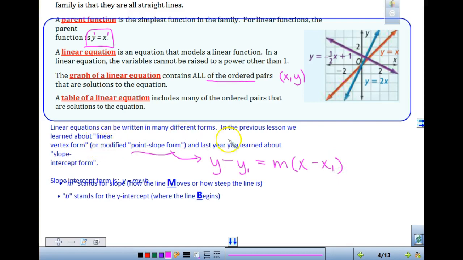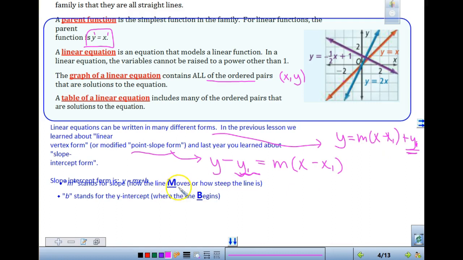What was our vertex form? Our vertex form was almost like that, except it had m times x minus x1, and then it had plus y1. So this is what was different: the y1 was here, whereas in point slope form, it's usually here. So a lot of textbooks use point slope form, also referred to as vertex form, okay?